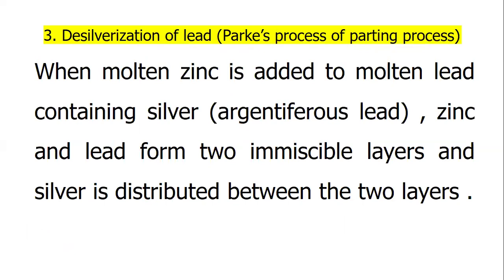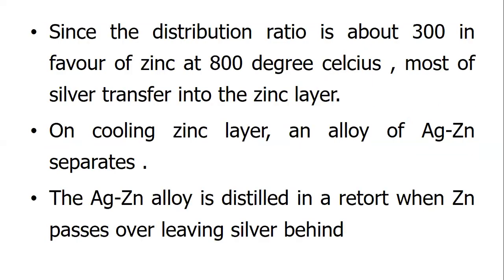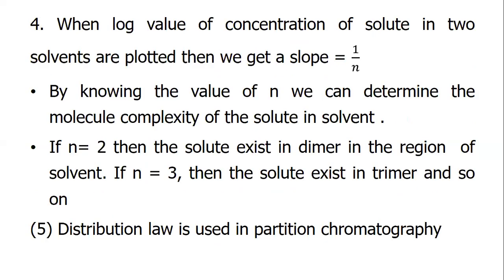Desilverization of lead, Parkes process. When molten zinc is added to molten lead containing silver, argentiferous lead, zinc and lead form two immiscible layers, and silver is distributed between the two layers. Since the distribution ratio is about 300 in favor of zinc at 800 degrees Celsius, most of the silver transfers into the zinc layer. On cooling the zinc layer, an alloy of silver and zinc is separated. The silver-zinc alloy is distilled in a retort, when zinc passes over, leaving silver behind.